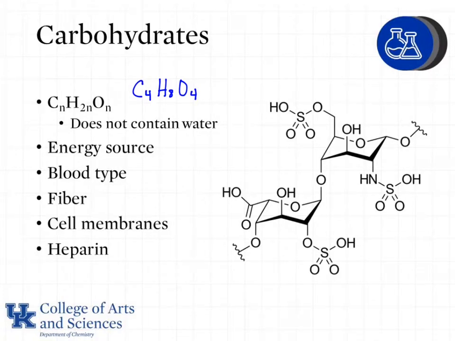Carbohydrates are an energy source for us, as well as a source of fiber. They help determine our blood type. They're an essential component of cell membranes, and they are also in heparin, which prevents blood clots.